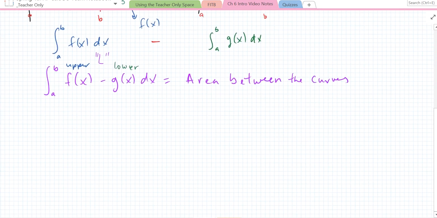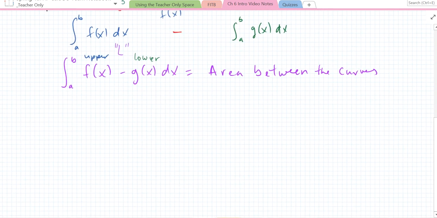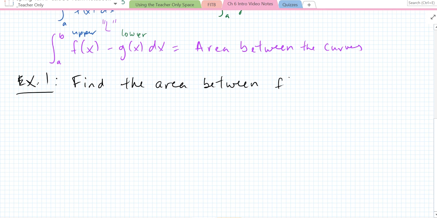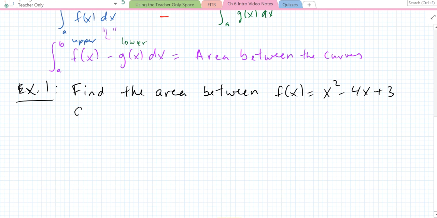Okay, so what does this look like in an example? Let's do an example. For example 1, we are going to find the area between f of x equals x squared minus 4x plus 3 and g of x equals negative x squared plus 2x plus 3.